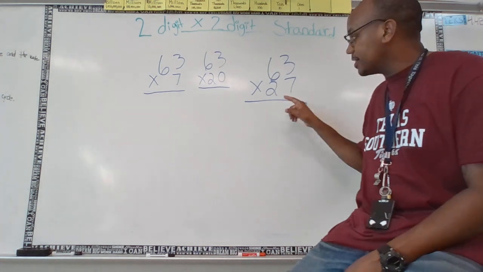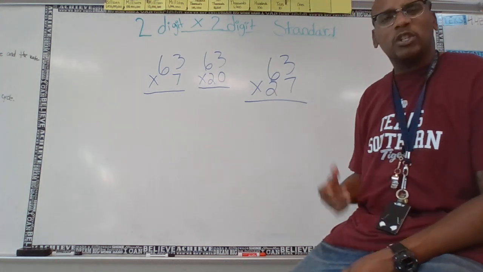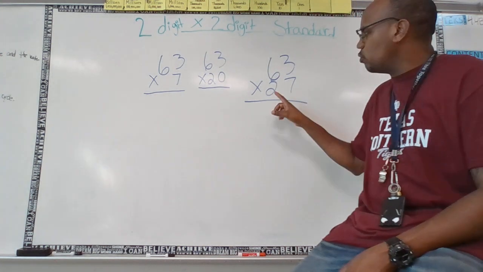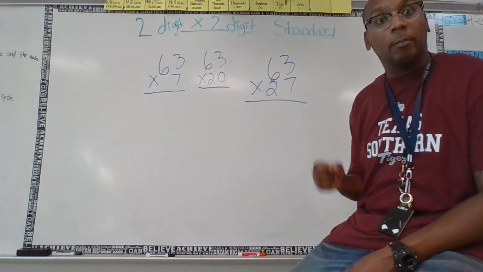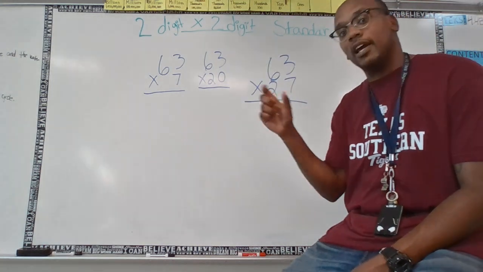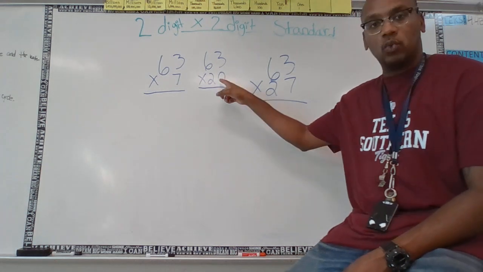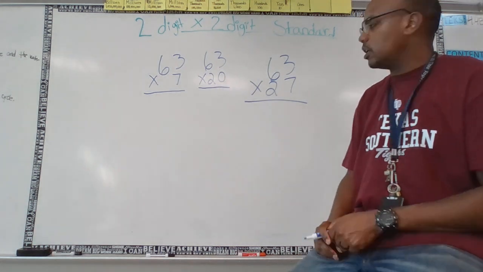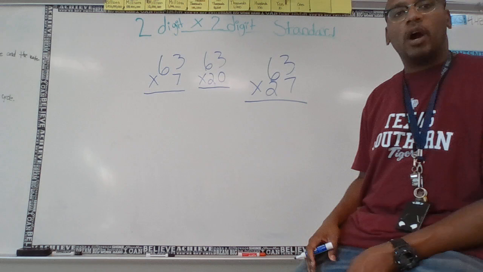Notice I didn't say 63 times 2. But you're saying, Mr. Trey, the 2 is the second number, but what spot is the 2 in? The 2 is in the tens spot. So how much is it worth? It's worth 20. All right? I'll get back to that later, and I'll tell you why later.